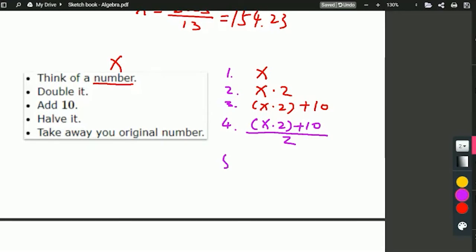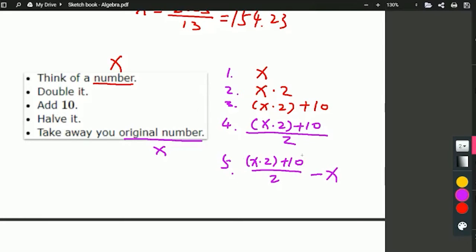And lastly, we take away from step 4. So step 4, I just copy step 4. Then I take away the original number. That original number is x. Okay, so this is how this trick has been constructed. As I said yesterday, if you simplify this final expression, you will see it will always equal 5.